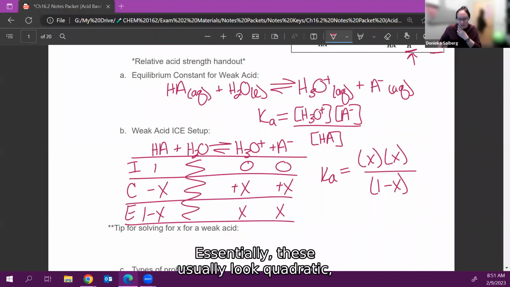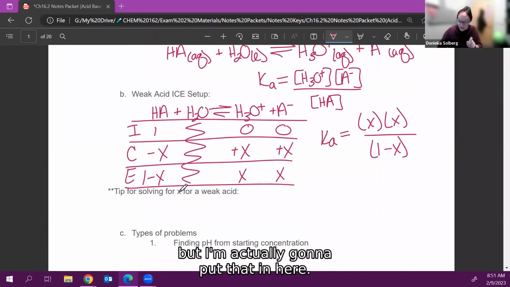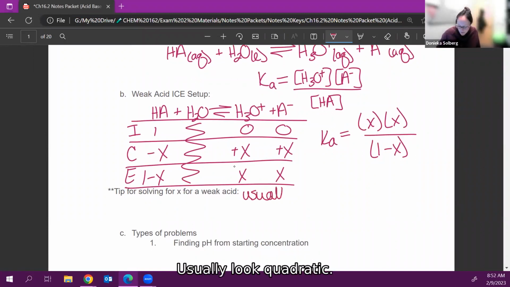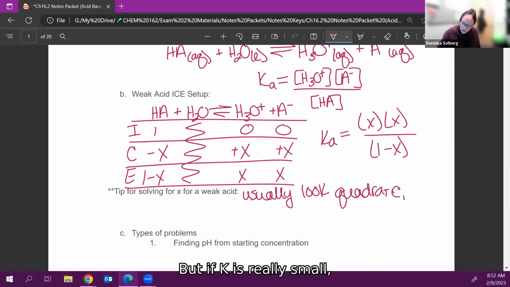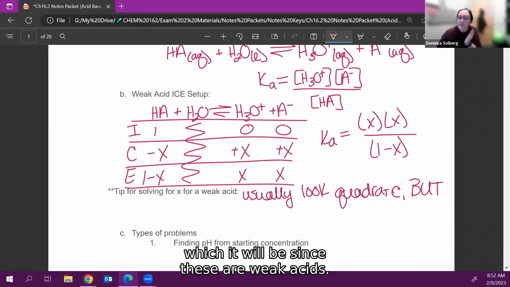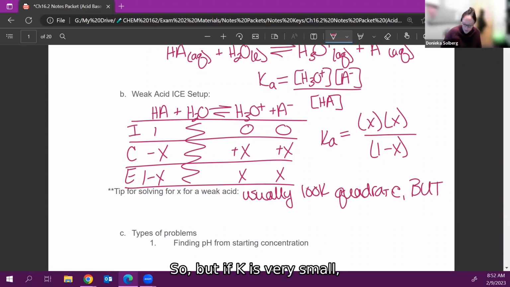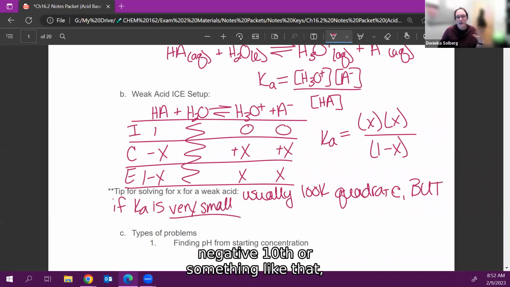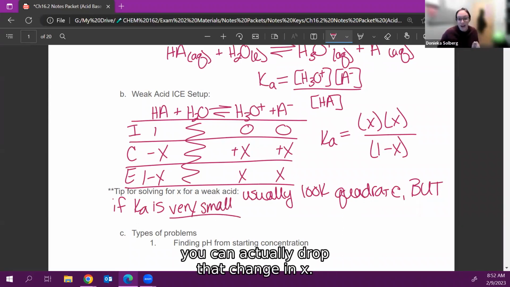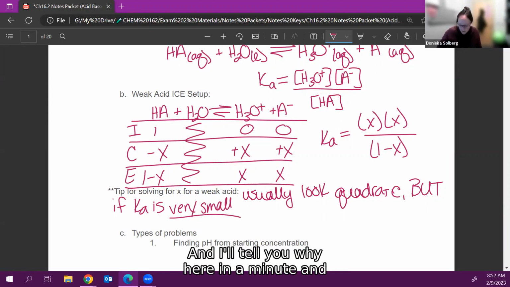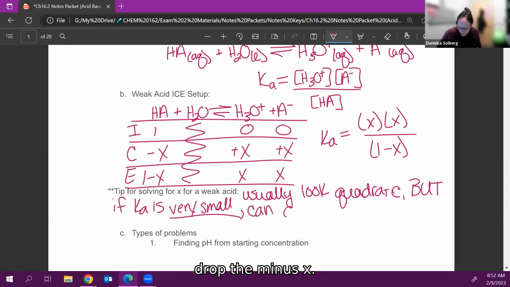Okay, so essentially these usually look quadratic, but if Ka is really small, which it will be since these are weak acids, like times 10 to the negative 10th or something like that, you can actually drop that change in X. And I'll tell you why here in a minute. And drop the minus X.